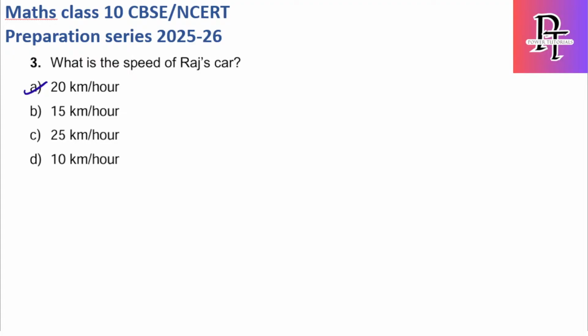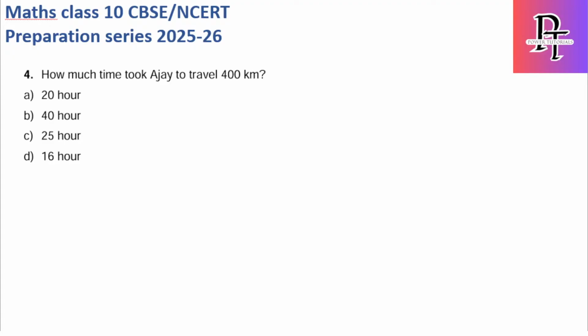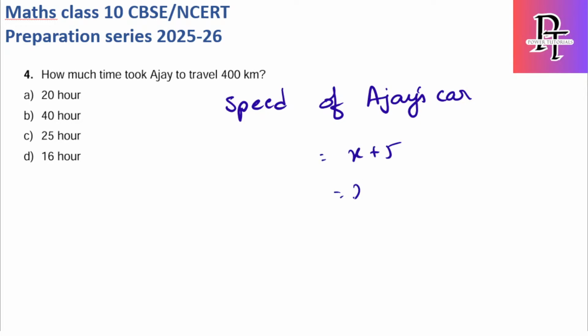Next one, what is the speed of Ajay's car? Okay, no, they're not asking the speed of Ajay's car, they're asking how much time Ajay took to travel 400. So first I will write the speed of Ajay's car is equal to x plus 5, which is 20 plus 5. The speed of Ajay's car is 25 kilometers per hour.